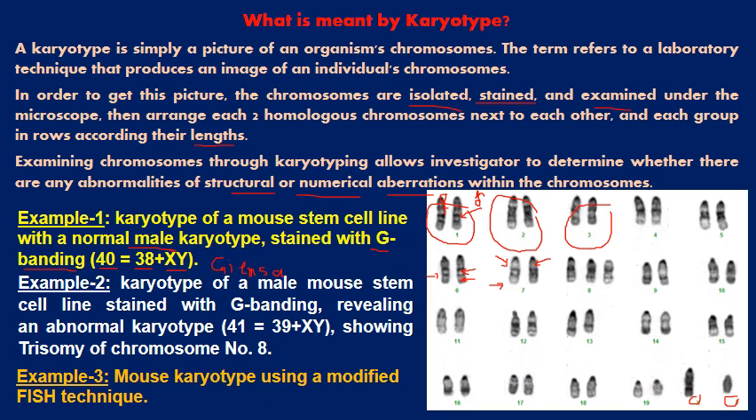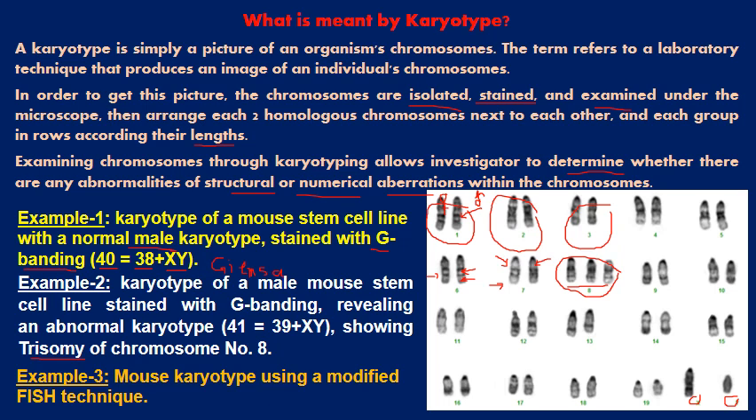Example 2: karyotype in a male mouse stem cell line, also stained with G-banding. In this case, we noted that chromosome 8 has three copies. This is an abnormal number, or numerical aberration, called trisomy. Tri meaning three, somy meaning repeat of these chromosomes in three copies, as you see. This is an aberration or abnormality for chromosome 8.